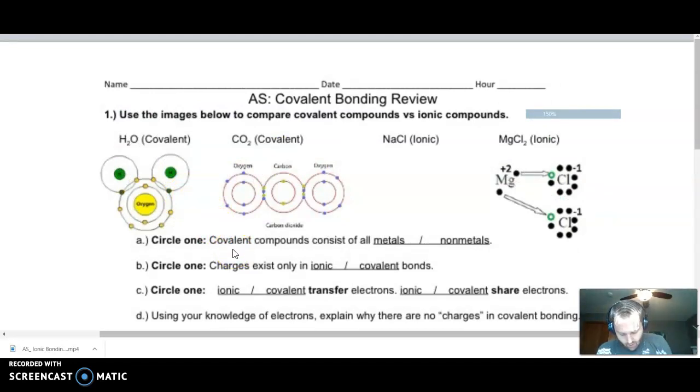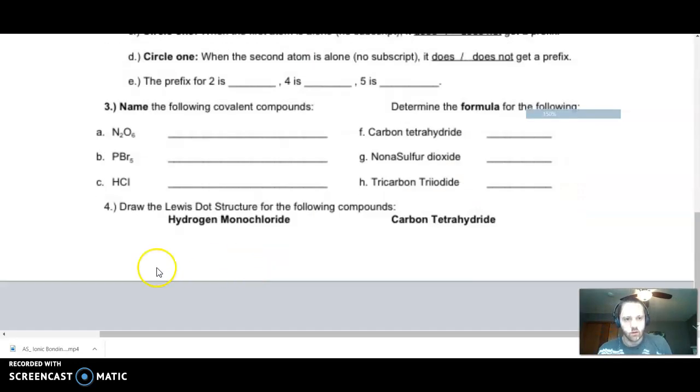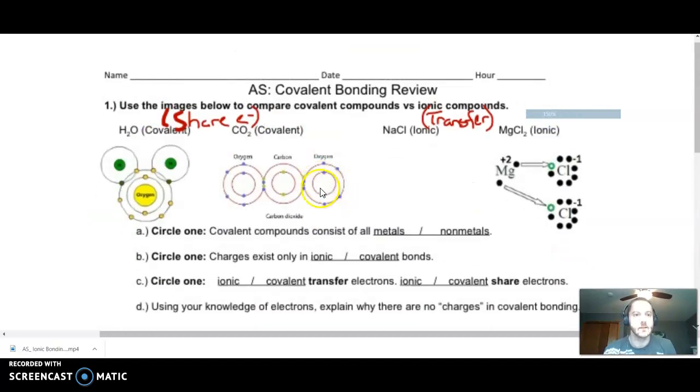And I'm actually just going to add a really quick note here. It's important to know that covalent compounds share electrons, and that ionic compounds transfer electrons, as indicated by the arrow. And that'll make a difference when we draw our Lewis dot structures down here at question number 4. It's going to be a little bit different than when we drew ionic Lewis dot structures because there are some differences that you have to recognize.